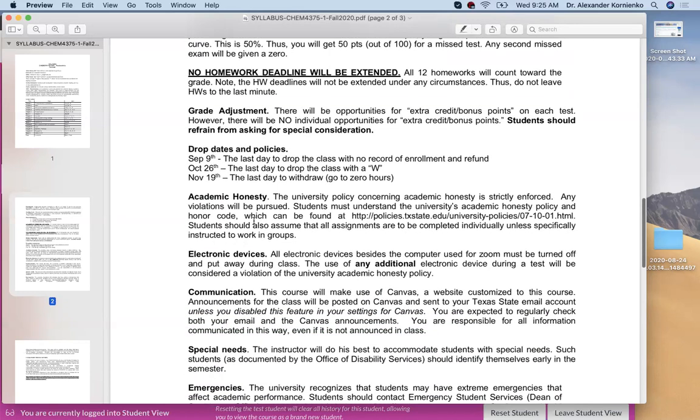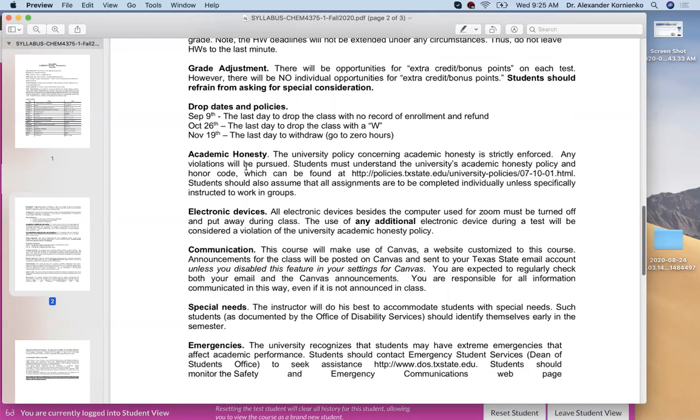Some dates, policies, academic honesty. For academic honesty, obviously, it may not be easy for me to enforce it as we normally do when you take a test in class, right? So my only way of enforcing academic honesty when you take a test is to create questions which are not easy to find answers for on Google, for example. So that'll be my job. Make sure that you can't really Google something and find an answer.